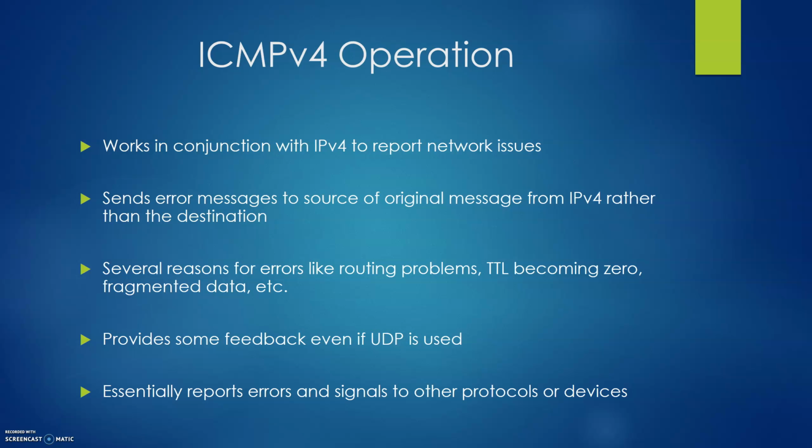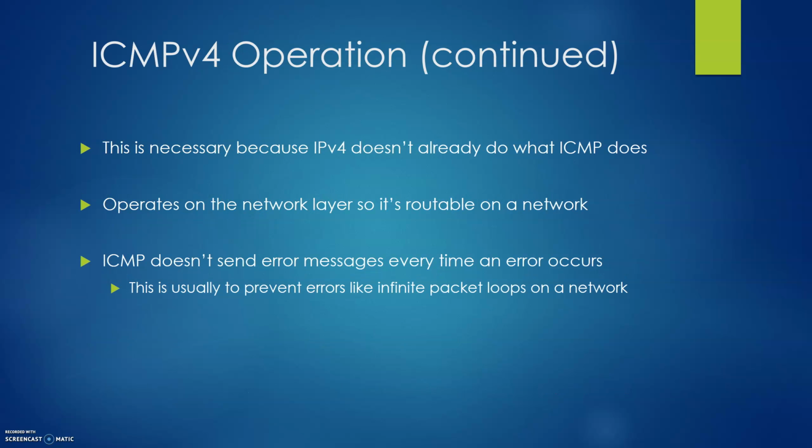But what it essentially does is report errors and signal to other protocols and devices about problems. It's necessary because IPv4 just kind of sends the data. It doesn't check for errors or whatever. It just concerns itself with sending the data and getting it to the destination. So ICMP is there to flag things when things aren't going smoothly. The reason it operates on the network layer is so it can actually travel on the network, so it's routable and can get back to the source.